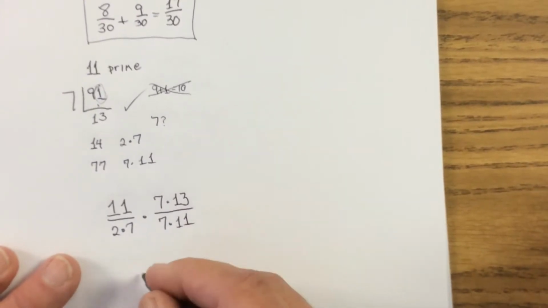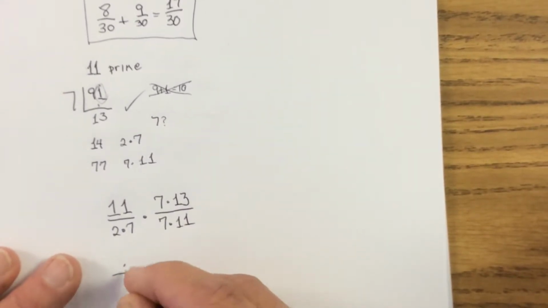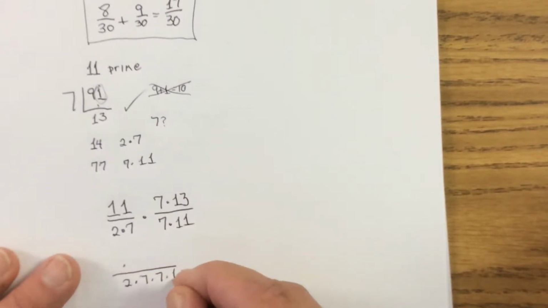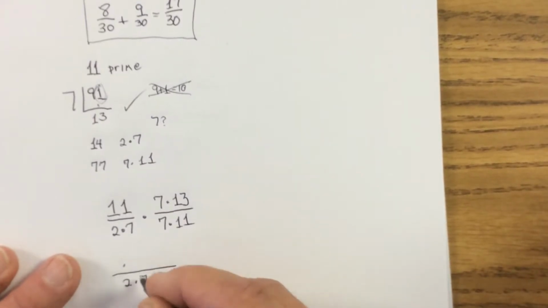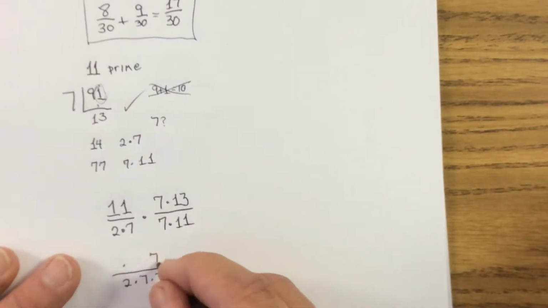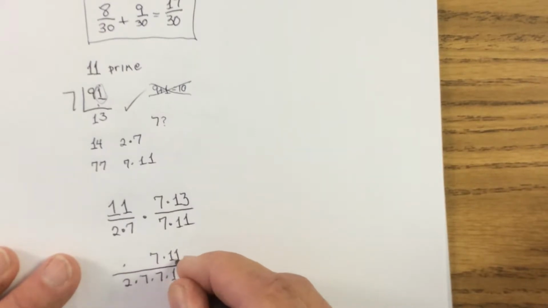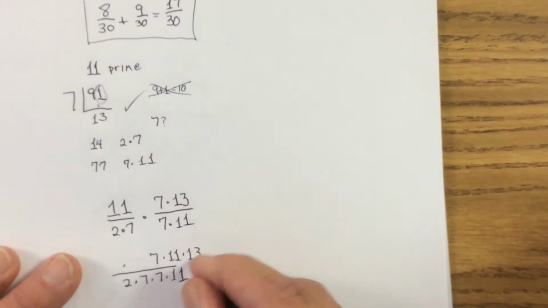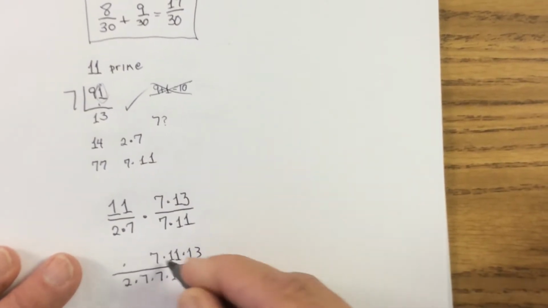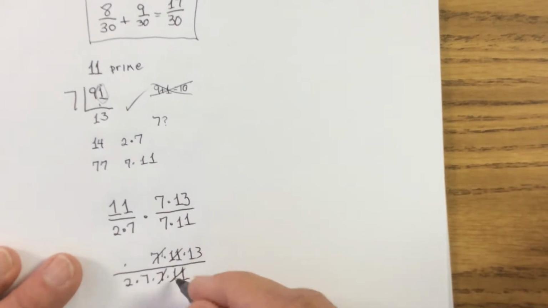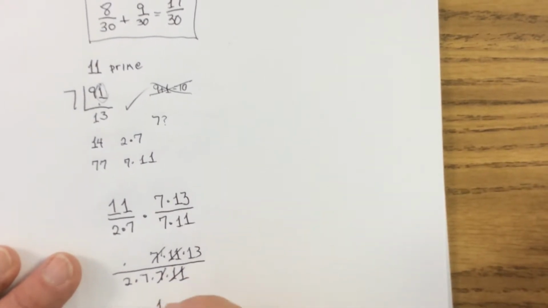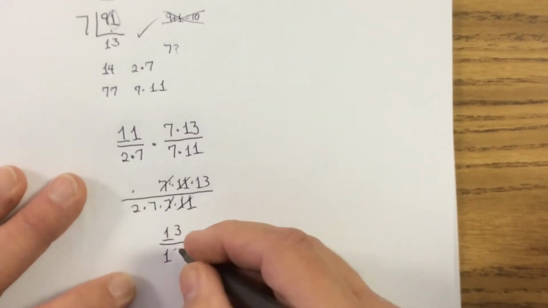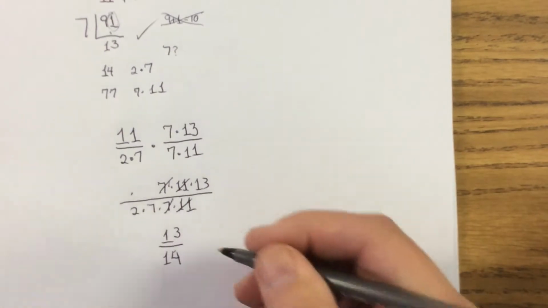Now, you may be able to see right away which things divide out, but just in case you can't, if you rewrite these things where the numbers are in order, on the bottom it would be 2 times 7 times 7 times 11. You can line it up. 7 times 11 times 13. That makes it a little bit easier to see how you're going to divide out to make everything go away. You're going to be able to divide a 7 from the top and the bottom and an 11 from the top and the bottom. And suddenly this answer is easy to find. It's 13 over 14.